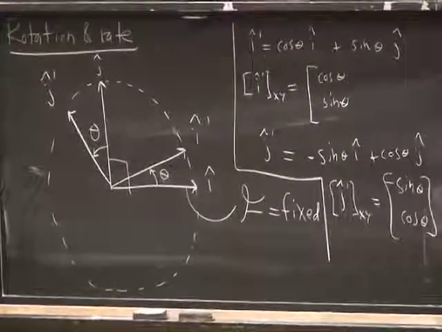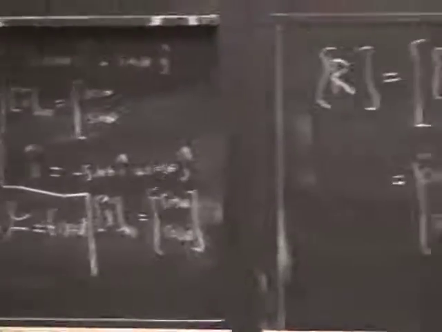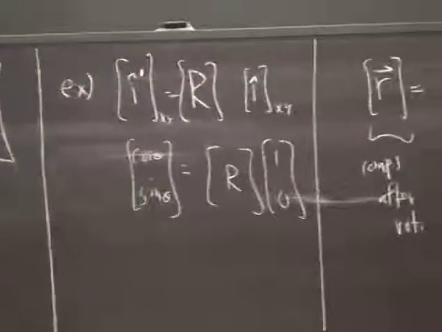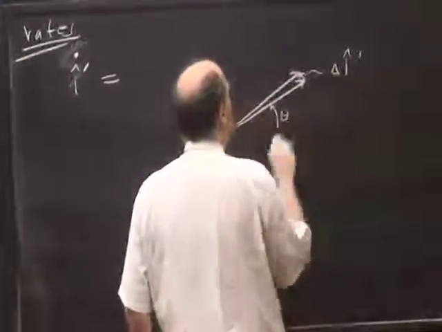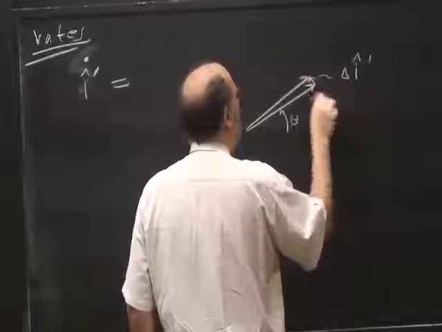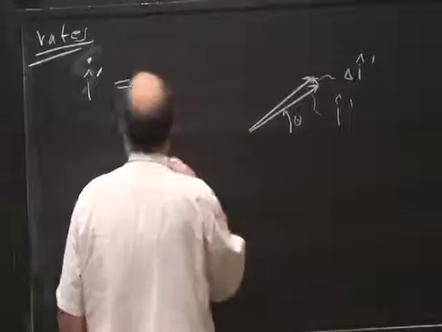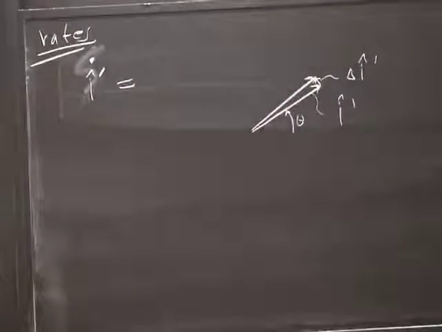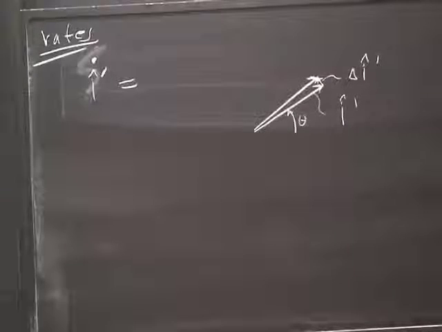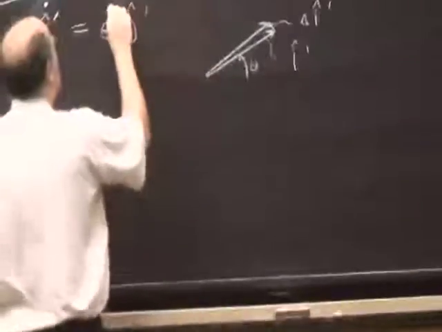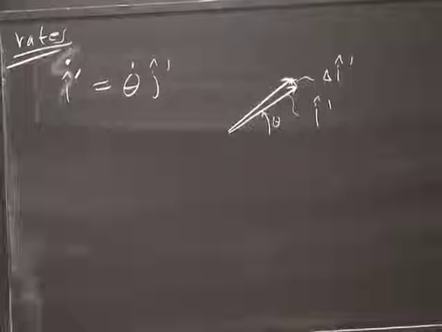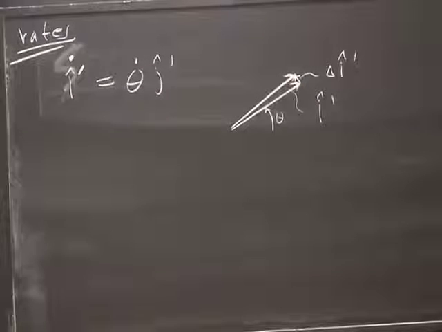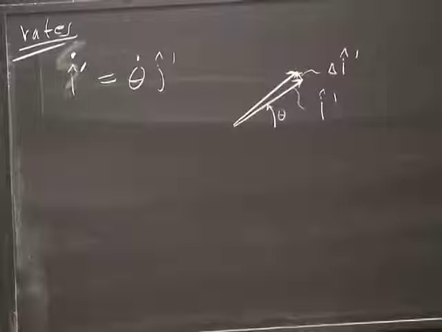So in this picture, we have the I vector like this with a theta. It changes from here to here. Here is delta I prime. Here is I prime. And if we want to figure out what I prime dot is, it's the change in I prime divided by the change in time. And what that is is theta dot times J prime, just like e_r dot is theta dot times e_theta. And you can work that out over here just by taking the time derivative of this expression.